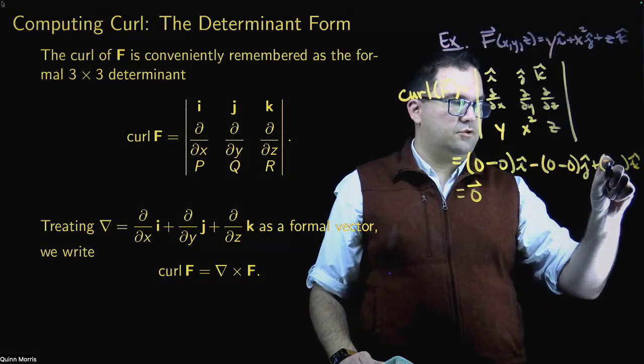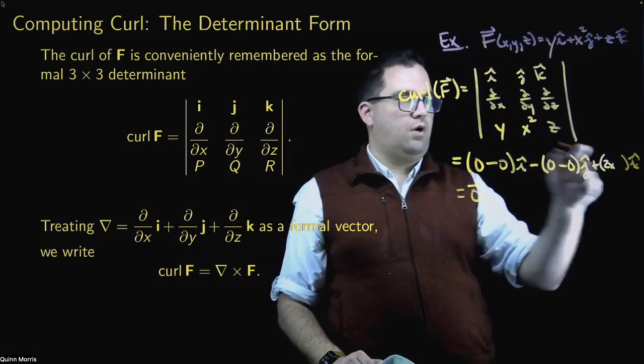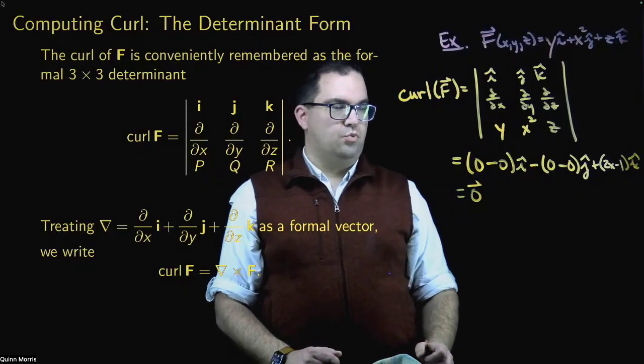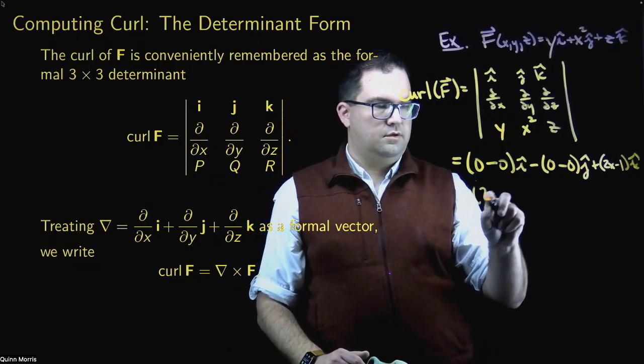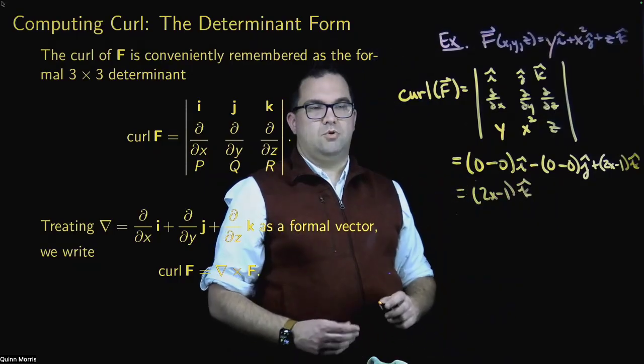So you're going to get a 2x. So d/dx of x squared minus d/dy of y, which is just 1. And so here your curl is (2x - 1) times k.